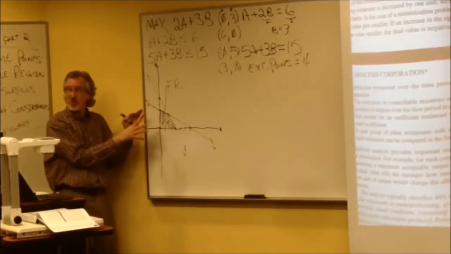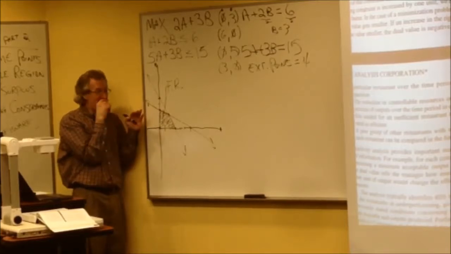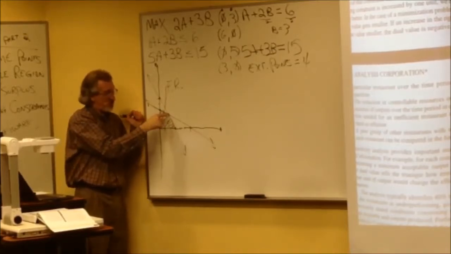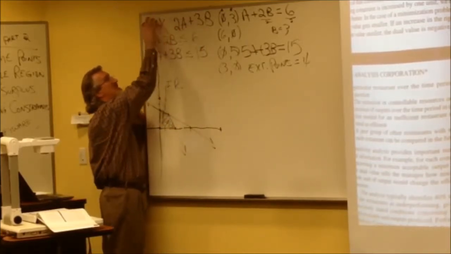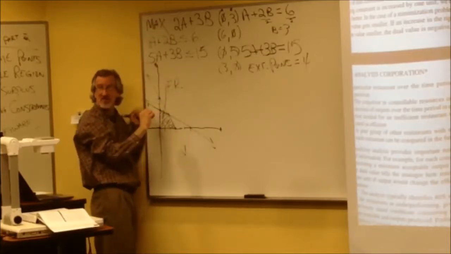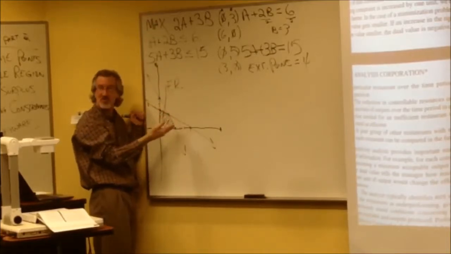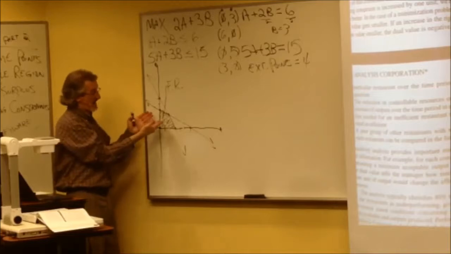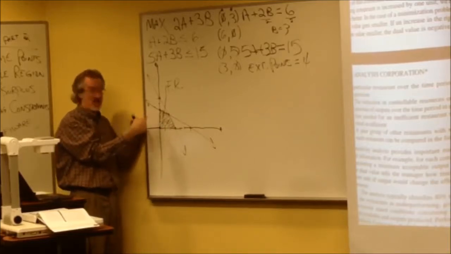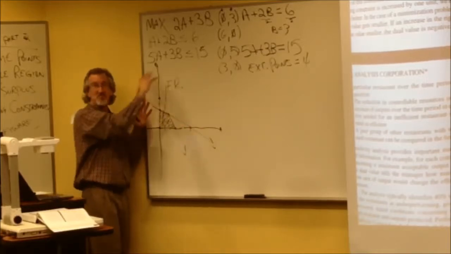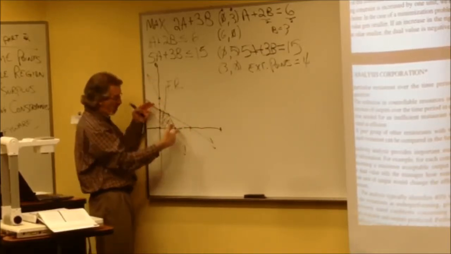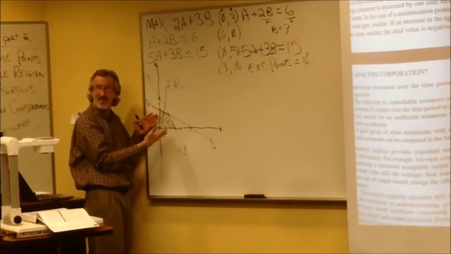Matter of fact, this is one of those rare occasions where you can literally plug in every extreme point by calculating that one. Whichever one, when you plug in what A is and what B is, whichever one gives you the biggest outcome for this objective function would be the optimal solution. Now, in reality, there's no way you can do every one of the extreme points because you're going to have much bigger problems with many more extreme points. And they're not all right on the line like that, so it's not so obvious.